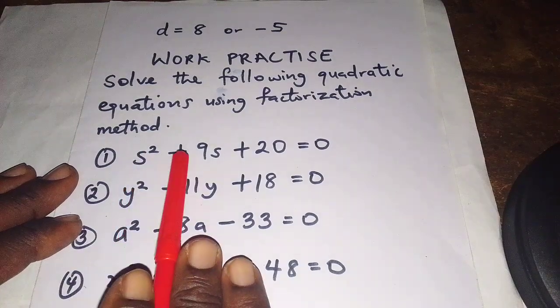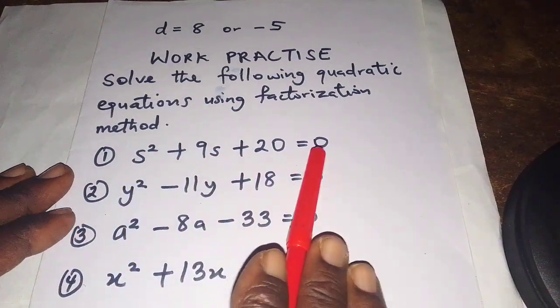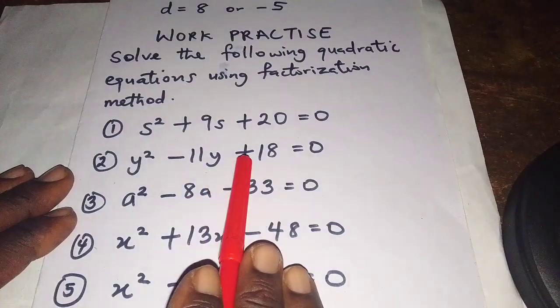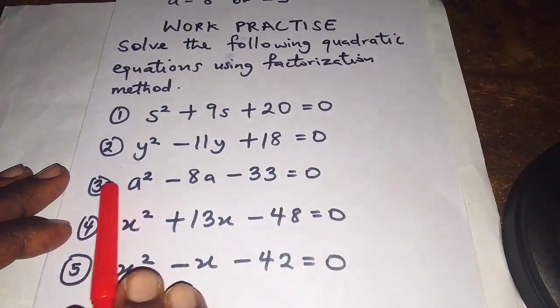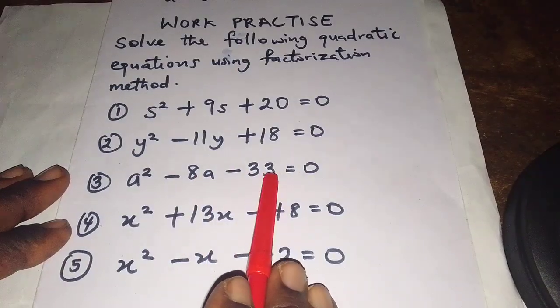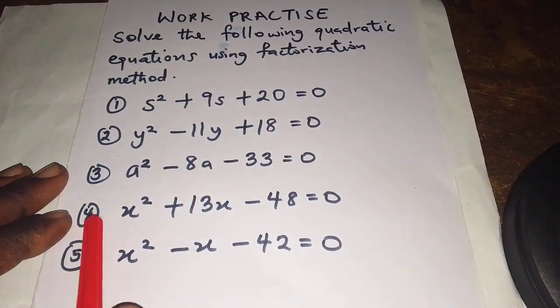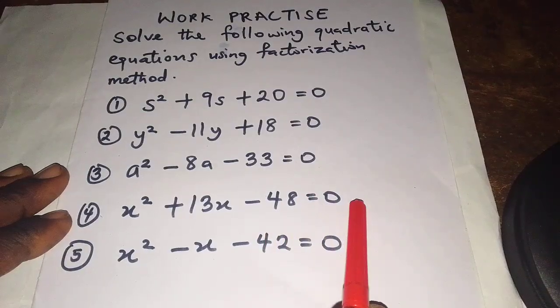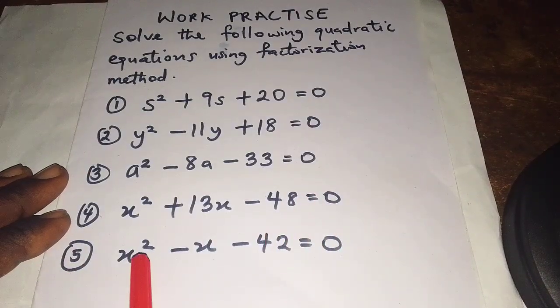1. s squared plus 9s plus 20 equals 0. 2. y squared minus 11y plus 18 is equal to 0. 3. a squared minus 8a minus 3 is equal to 0. 4. x squared plus 13x minus 48 is equal to 0. Number 5. x squared minus x minus 42 equals 0.